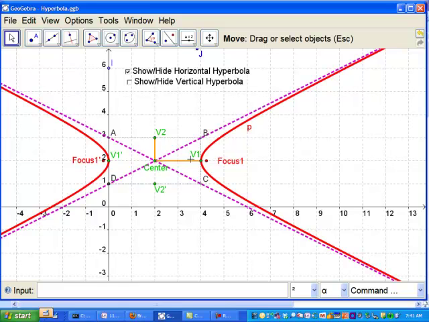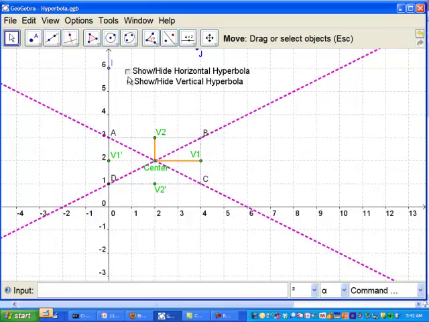The distance from the center to the direction the hyperbola is going, that's called A. And we'll come back to the notes on this in just a second. But the direction the other way, vertically, is the B value. And then, of course, the distance from the center out to the focus point is letter C.